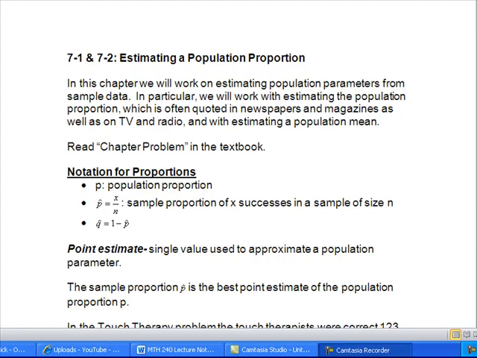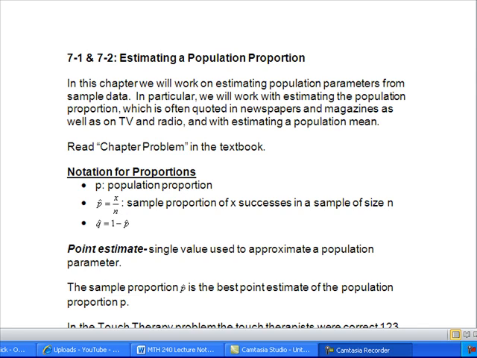Today we're taking a look at sections 7.1 and 7.2, dealing with estimating a population proportion. In Chapter 7, we'll be working on estimating population parameters from sample data. In particular, we will work with estimating the population proportion, which is often quoted in newspapers and magazines, as well as on TV, radio, and the internet. We'll also work with estimating a population mean.